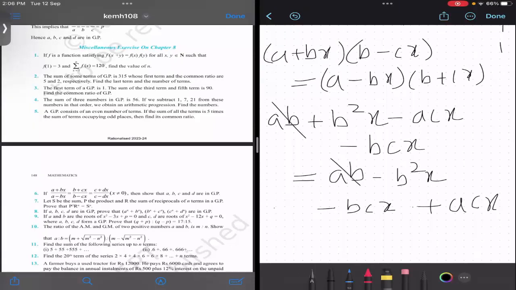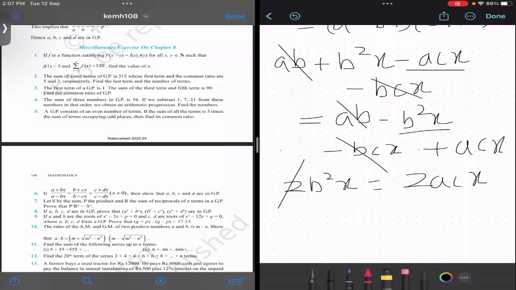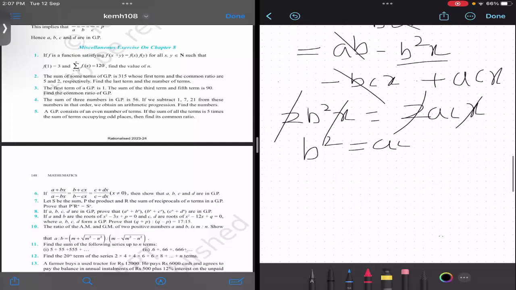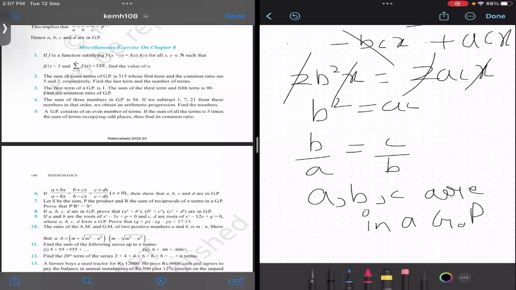AB and AB get cancelled. Minus BCx and minus BCx get cancelled. Now I'm taking this term onto the LHS and this term onto the RHS. So you would have 2B square x equals 2ACx, right? 2 and 2 get cancelled, x and x get cancelled. B square equals AC. Expressing this as something else, you would have B upon A equal to C upon B, proving that indeed A, B and C are in a GP. Correct. So we now have A, B and C in GP.